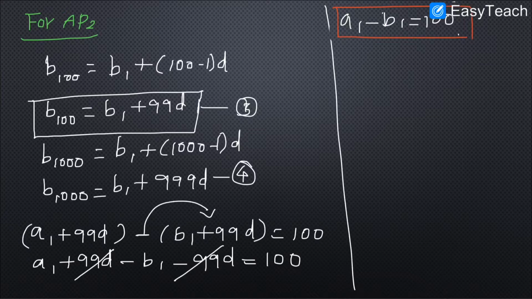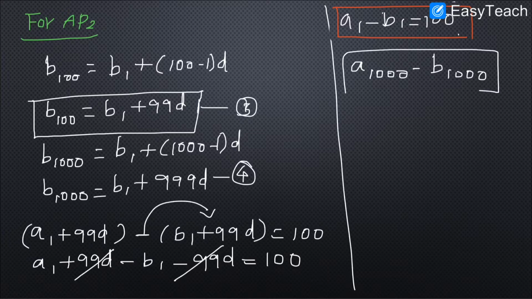So what do we have to find? The difference between the 1000th terms of both APs, which is A1000 minus B1000. This is the value we have to find.